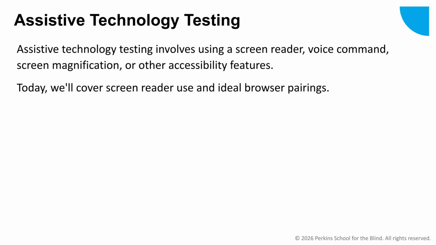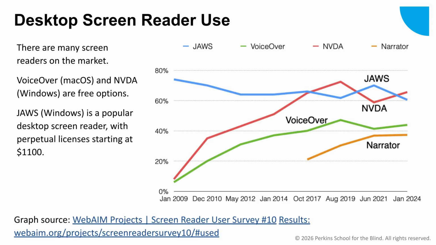Going a step beyond is assistive technology testing. This involves using a screen reader, voice command, screen magnification, or other accessibility feature. There are a number of ways to test with assistive technology. We'll cover some screen reader use and ideal browser pairings. There are several screen readers on the market, and which ones you test with depends on what browsers your customers use. If your customers mainly use Mac devices, you only need to test with VoiceOver. It's the only screen reader available for iOS and macOS, aside from some basic browser extensions.